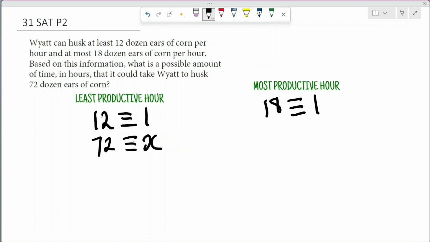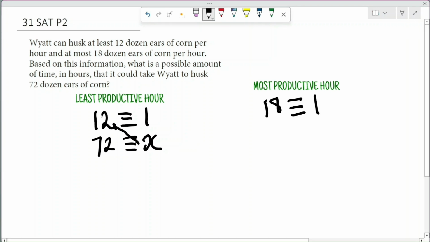To calculate how long it will take him to do 72 dozens, we can go for the first hour, he does 12. For the second hour, he does another 12. That adds up to 24. For the third hour, he does another 12. That's 24 plus 12, which gives you 36. And you go on till you get to 72. Or you can simply just cross multiply.